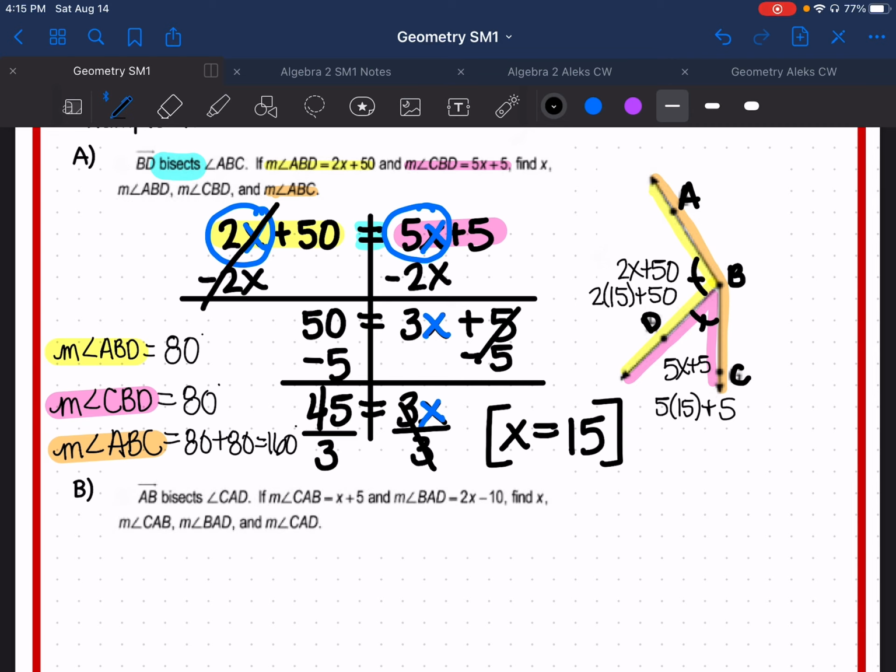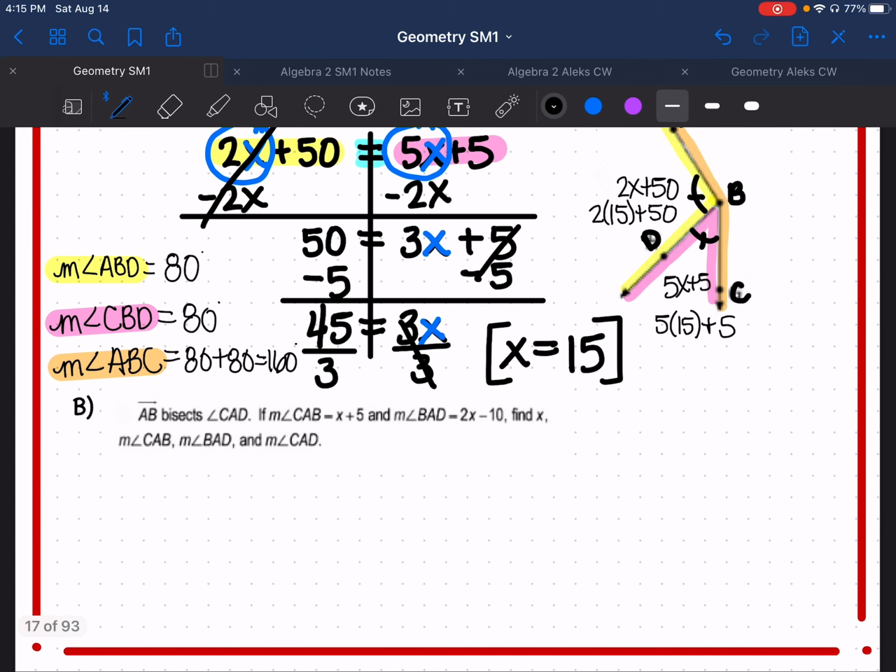Yay, we did it. Let's try it one more time. Okay, there's not a picture, but I think we can make this work. Here we go. ABC, ray AB bisects angle CAD. So let's go ahead and write angle CAD. We don't know what it's going to look like.